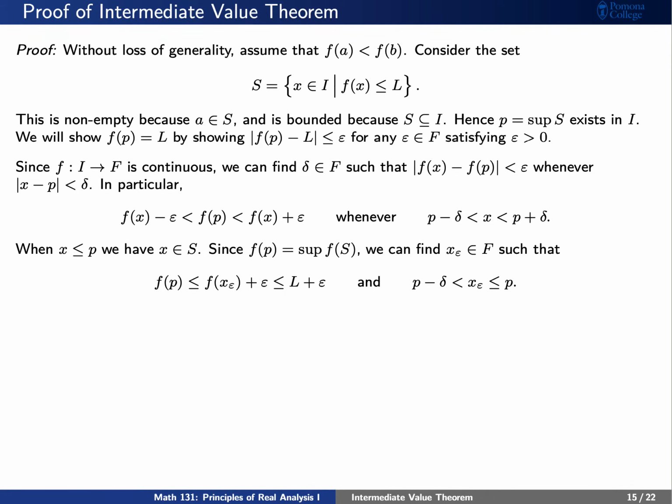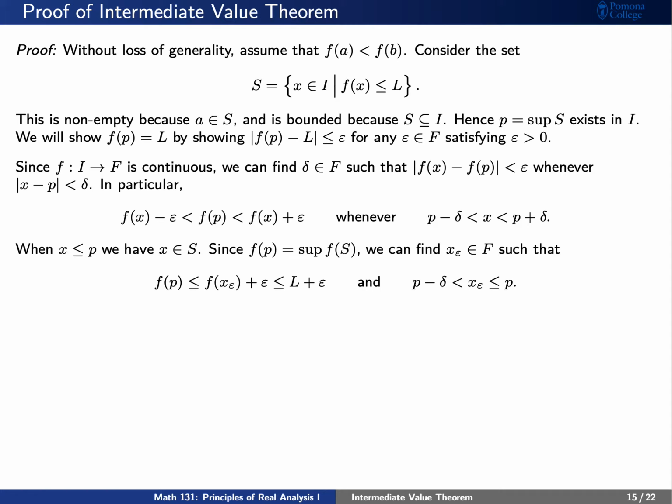First, let's say that x is less than or equal to p. Recall that x must be in S because p is the least upper bound for our set S. Since f of p must be the supremum of f of S, and we're dealing with a continuous function, this means that we can find an x sub epsilon such that, first of all, our x sub epsilon must be in S, so x sub epsilon must be less than p, and second, our x sub epsilon must be between p minus delta and p plus delta.